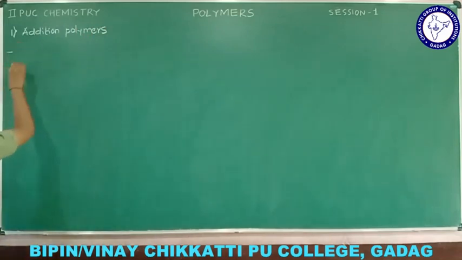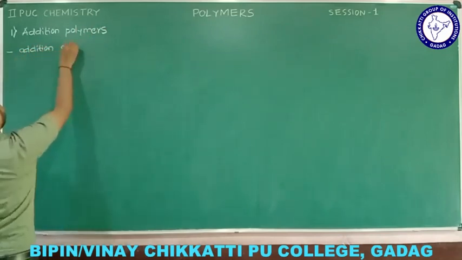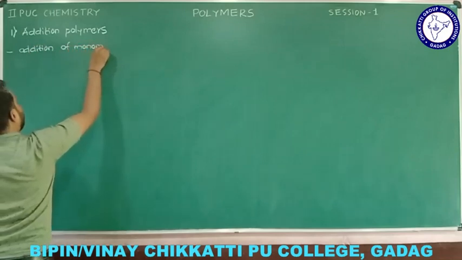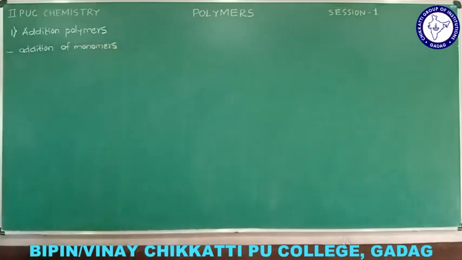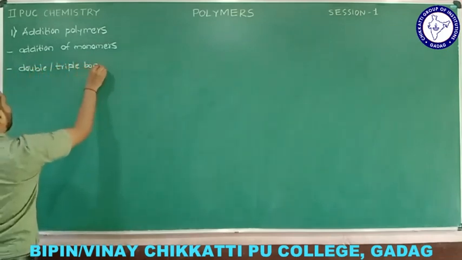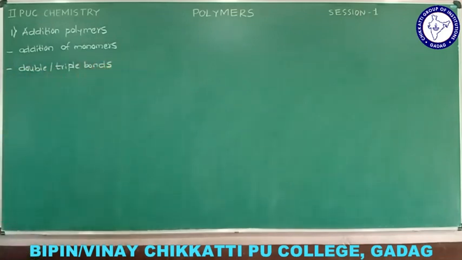Remember, in case of addition polymers, there will be addition of monomers. Here there will be addition of monomers, and one more character of the monomer is that it should contain double or triple bonds. That is the one basic criteria to identify addition polymers. Of course, there will be addition of monomers, and the monomer may contain a double bond or a triple bond.